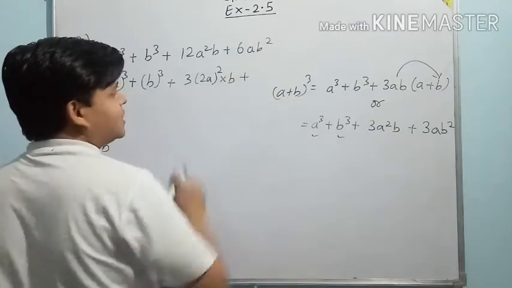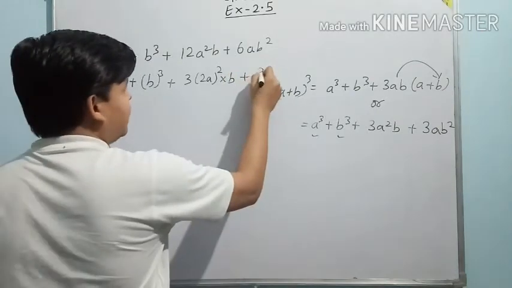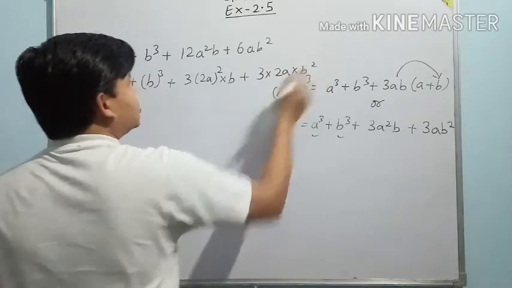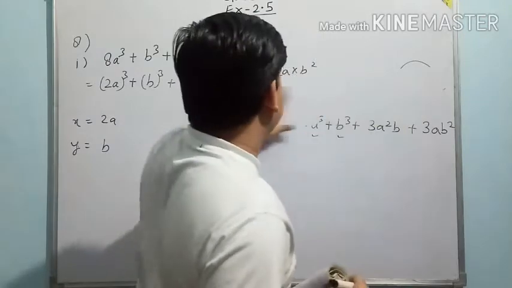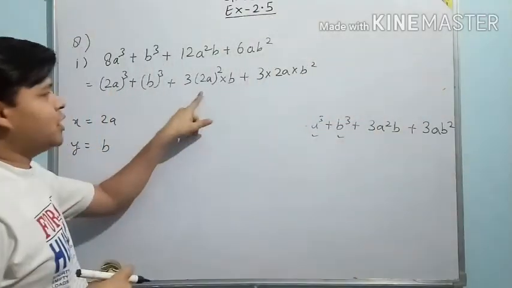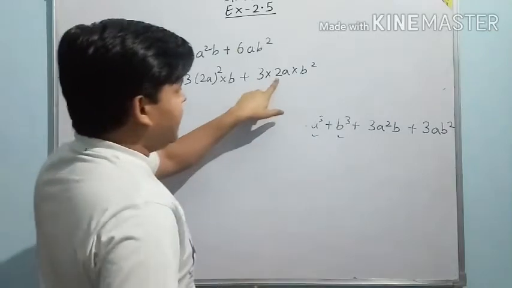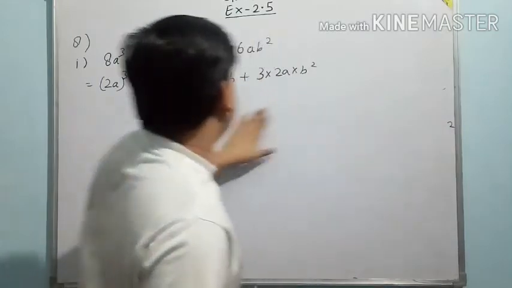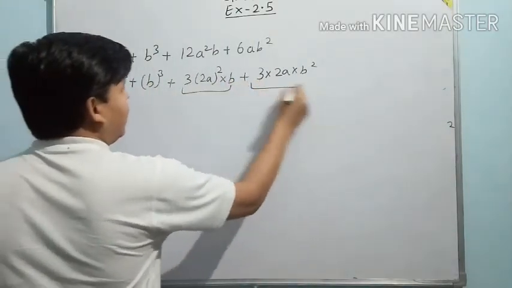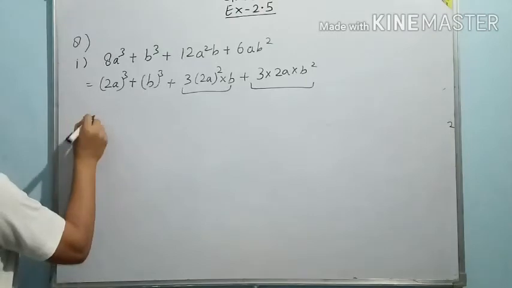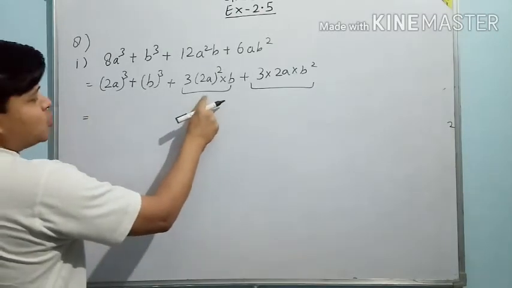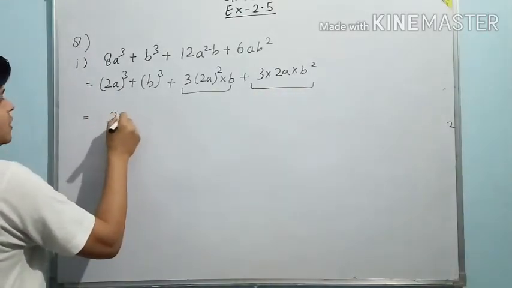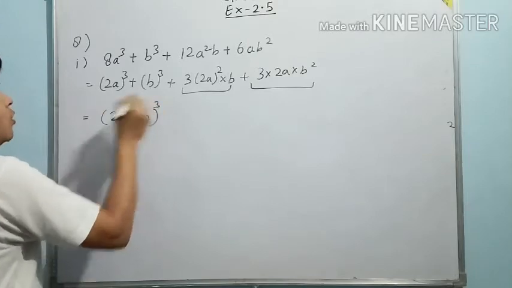Similarly, you can write this 6ab square like 3 multiply 2a into b square. So this has become 3a square b plus 3ab square according to this identity. I hope you all have understood this. Now let's continue. So this can be written as a cube plus b cube plus 3a square b plus 3ab square. So we can write this as (2a plus b) whole cube.